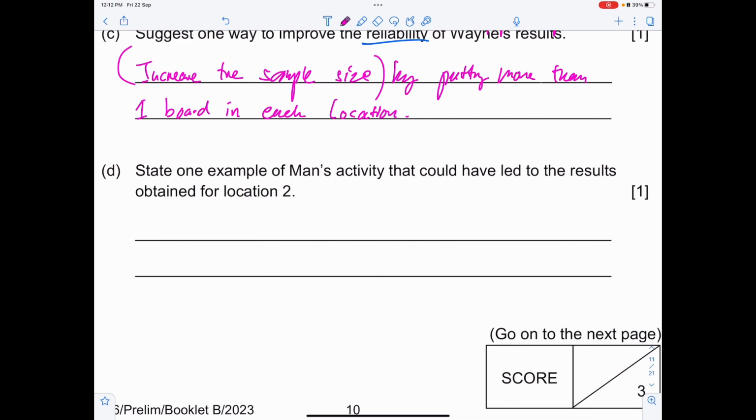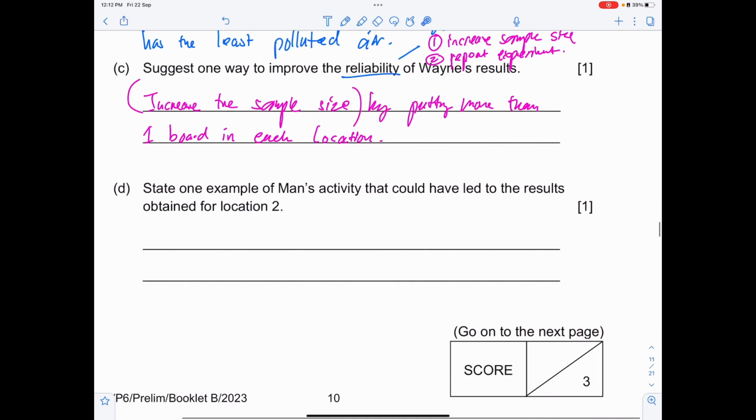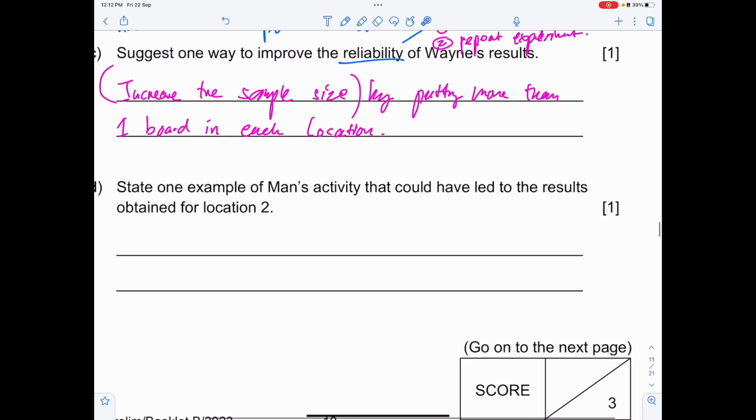D, state 1 example of man's activity that could have led to the results obtained for location 2. So location 2 is very polluted. Remember when you talk about air pollution, we learned that it's actually through burning of things. It can be deforestation, it could be many things, but the most prominent one is burning of fossil fuels. That's the worst. So this is the golden standard, burning of fossil fuels. When you burn fossil fuels, you release a lot of pollutants.